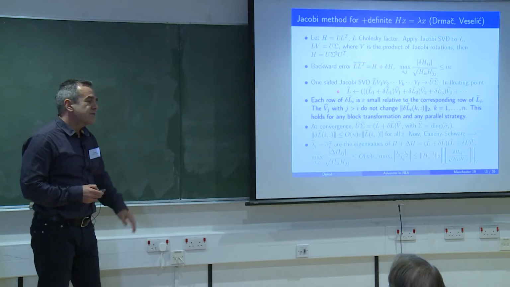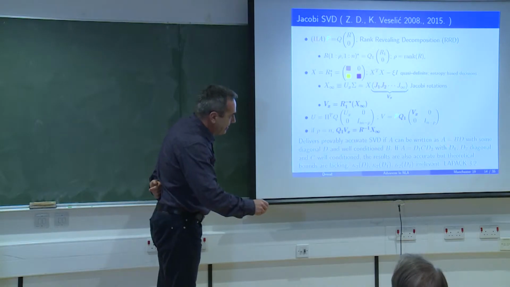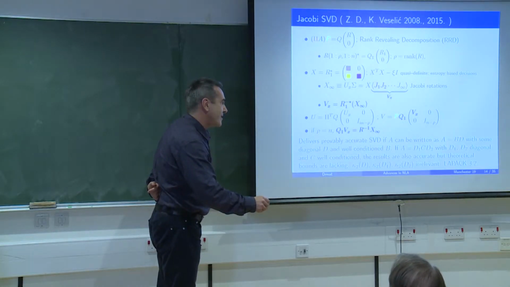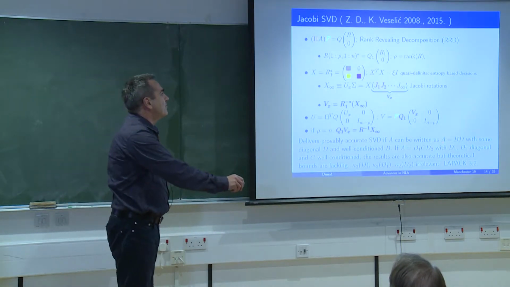So this is really tight. And then we can apply it as a full SVD, and it has many nice details. You use the theory of quasi-definite matrices, entropy-based decisions in the algorithm, and so on. And again, at the end, you show that the error in the output is bounded by the condition number of the scaled matrix, which means that if I have A and I can write it as B times D with D diagonal and B well conditioned, the accuracy will depend on the condition number of B.